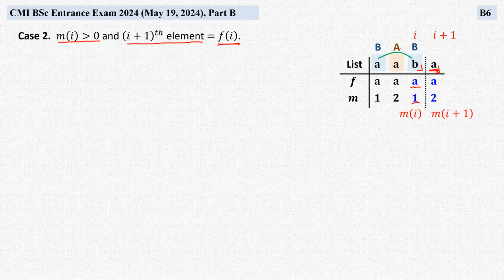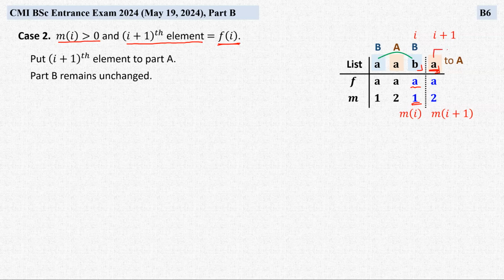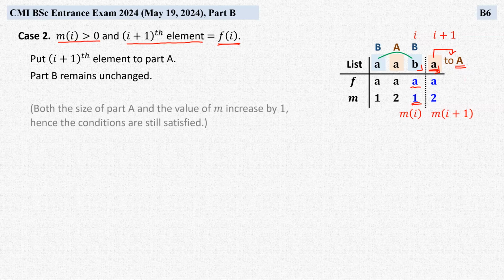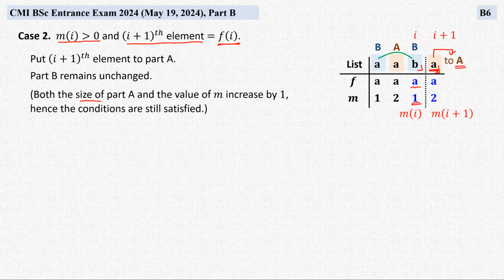In this case, part A has 1 element, which is the value of m of i. We put our new i plus 1th element into part A, and part B remains unchanged. Notice that in this case, both the size of part A and the value of function m increase by 1. Here, function m increases because the same element as f of i is being introduced. Therefore, the new parts A and B still satisfy the given conditions.